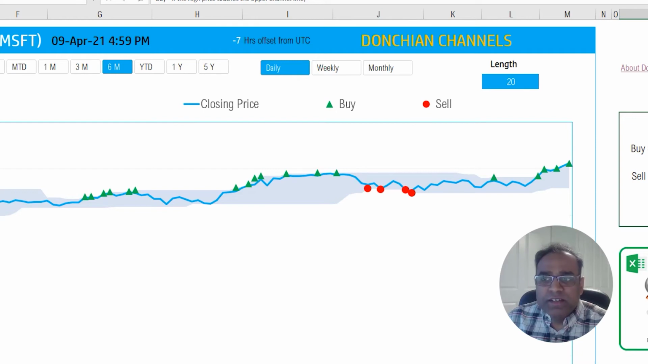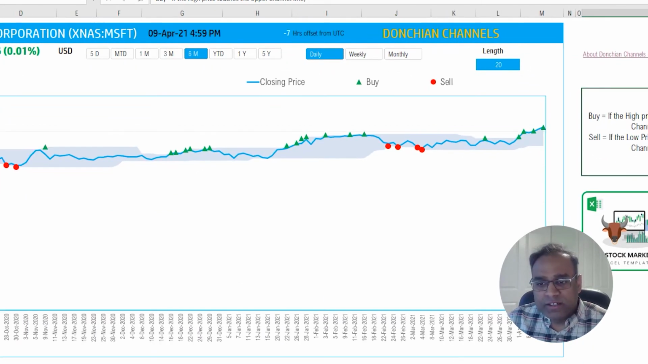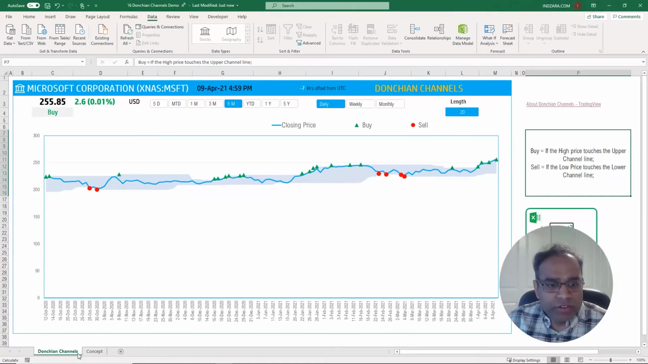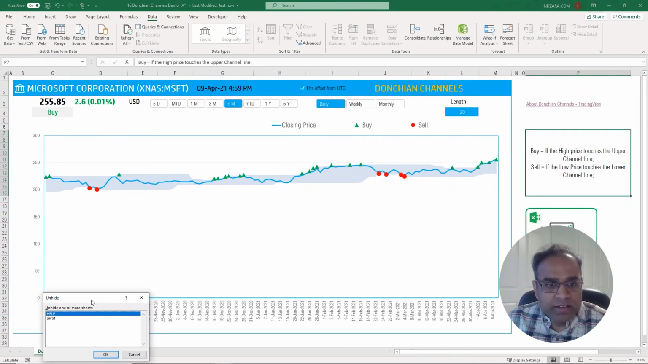So the logic here is if the high price of your stock on any given day touches the upper channel line, then I'm generating a buy signal, the green triangle. If the low price touches the lower channel line, then I'm saying this is a sell signal, a red circle. So that is the logic I've implemented. And if you would like to change that logic or criteria to something different, you would have to unhide and go to the help sheet.